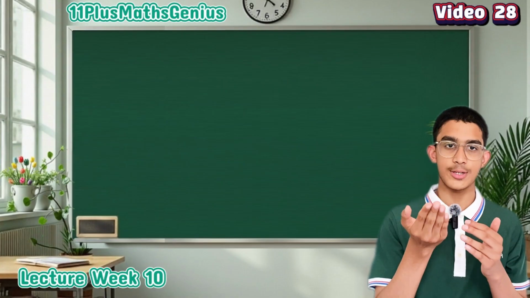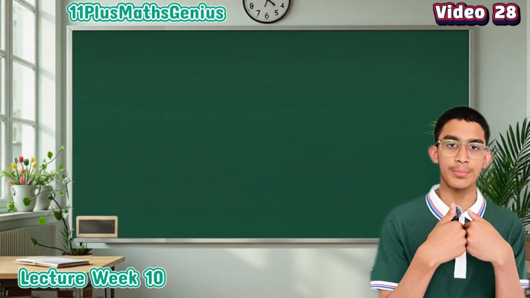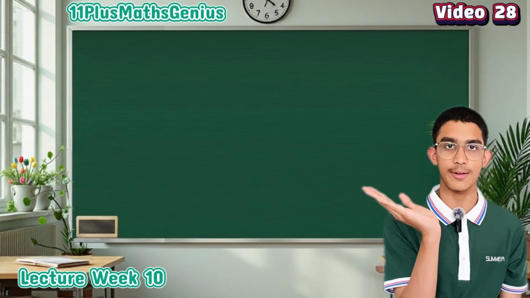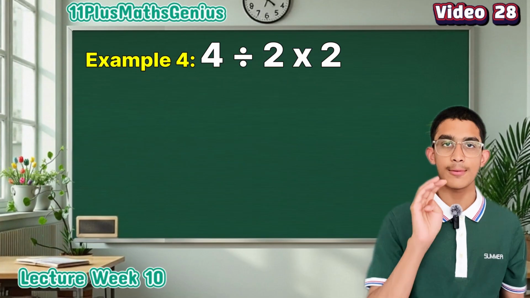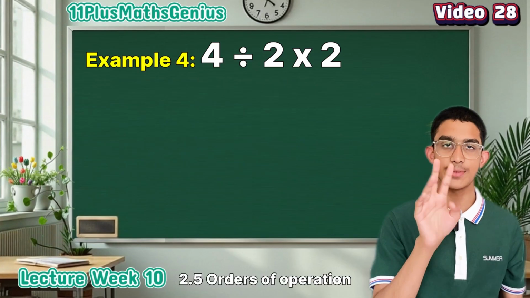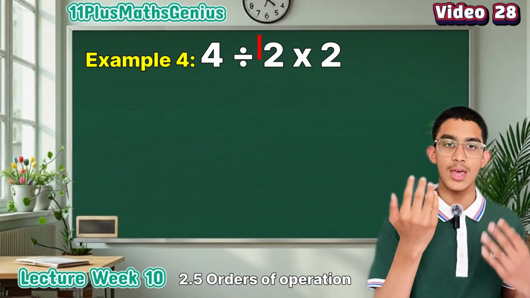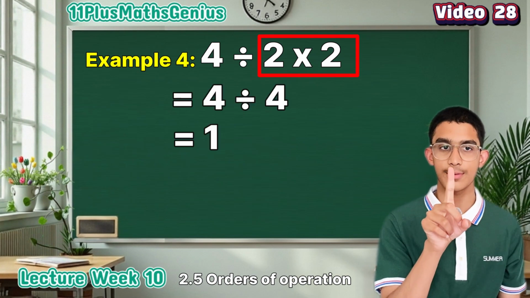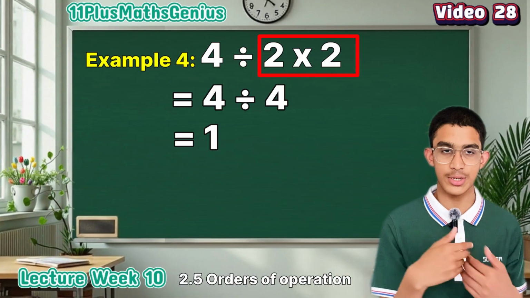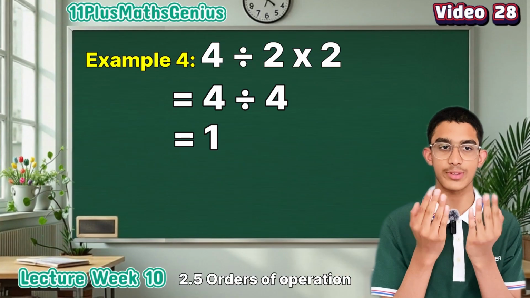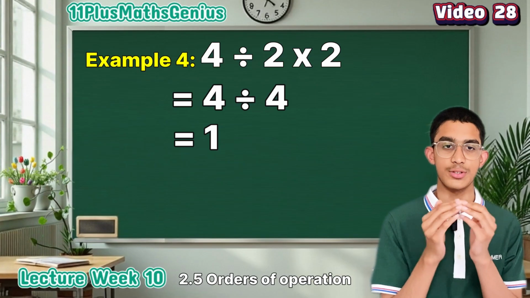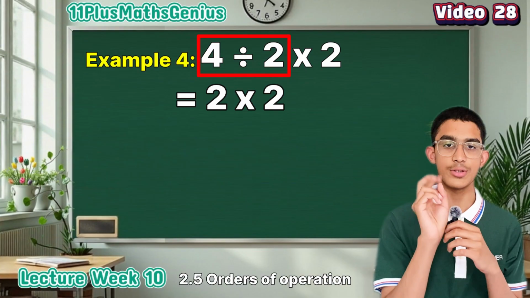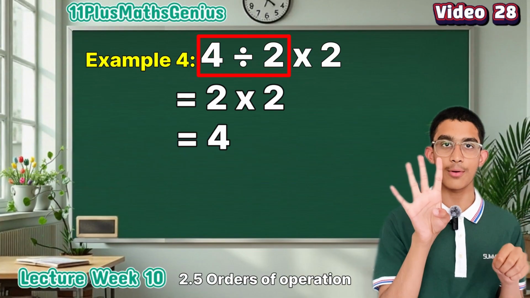When there are multiplication and division operations, we can perform either division first, or we can start our operation from the left. Example 4. 4 divided by 2 times 2. If we do multiplication first, we get 4 divided by 4 equals 1. It is incorrect since we did multiplication first. The correct operation is that we do division first. 4 divided by 2 times 2 equals 2 times 2, which is 4.